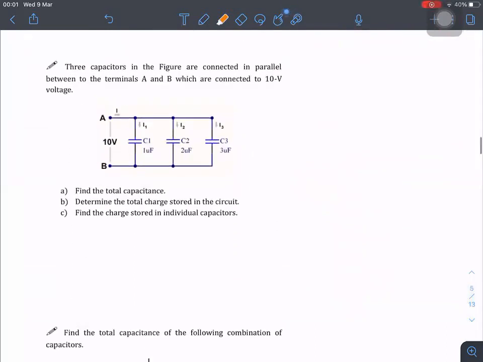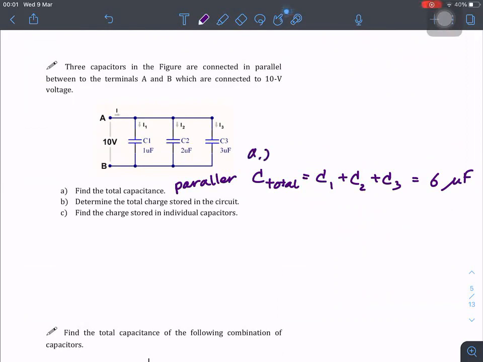Okay, in the next example, we have three capacitors connected in parallel. To find the total capacitance, now it is easy. If it is in parallel, C total will be just adding up all the C's here. So we have C1, C2, and C3 in parallel, and C total would be just the sum. And we found out it is 6 microfarad. And part A is finished.